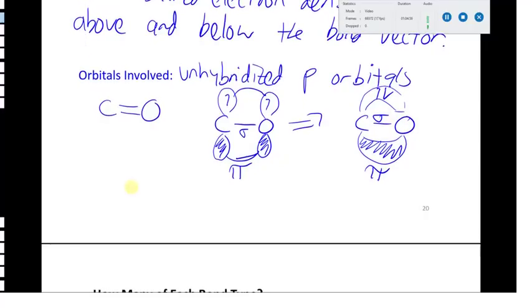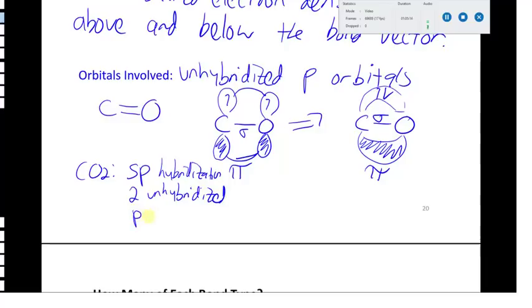And then if we wanted to do CO2, this is going to be hard to draw, but essentially in CO2 we have sp hybridization. So that means we have two unhybridized p orbitals. And so what that ends up with is we have, again, our sigma bonds, which I'm not going to draw in their full detail, which involve the sp orbitals. And then we have pi bonds that are going to be above and below the plane. So we have one that's in this direction.